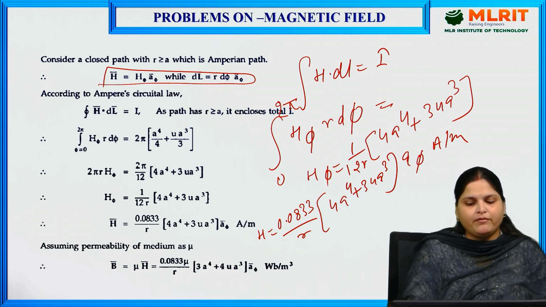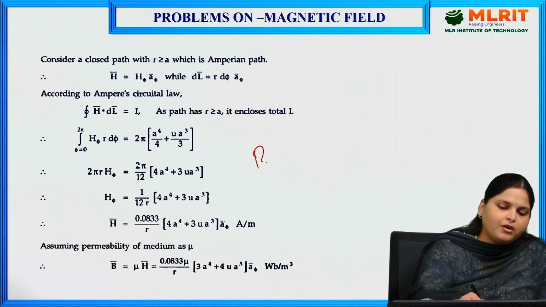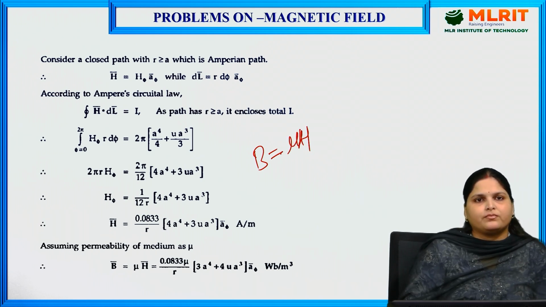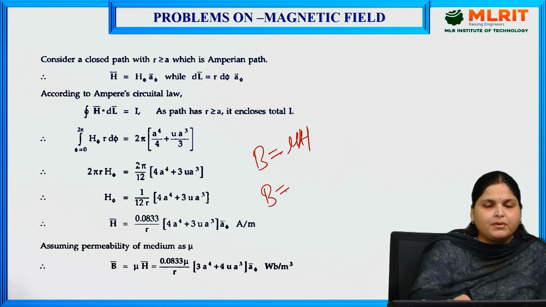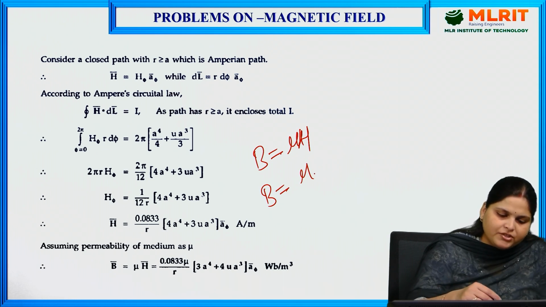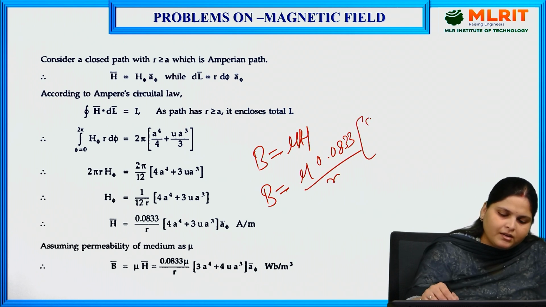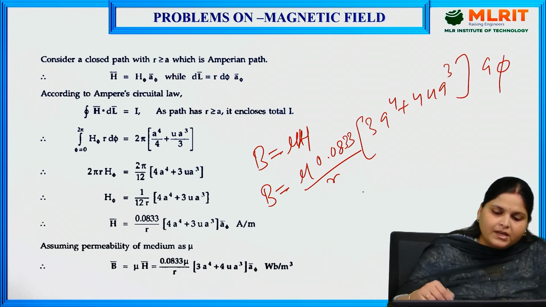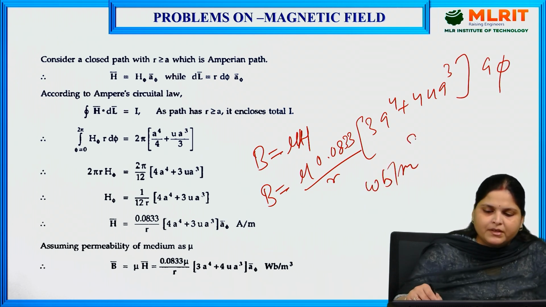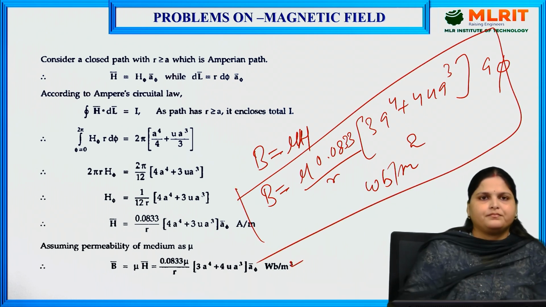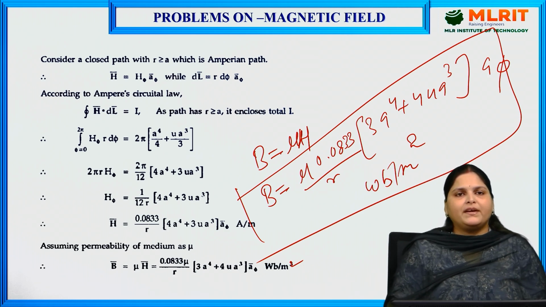Now we have to find the flux density, and we know the formula of flux density is B equals mu H. H we have already calculated. Mu is the permeability of the medium, so we write mu, and H we already have as 0.0833 divided by r (3a to the power 4 plus 4ua cube) a phi, and the unit will be Weber per meter square. So this is how we can calculate the flux density here.